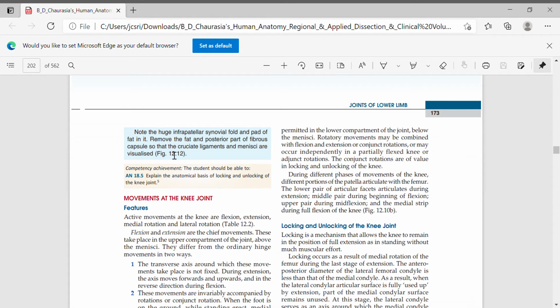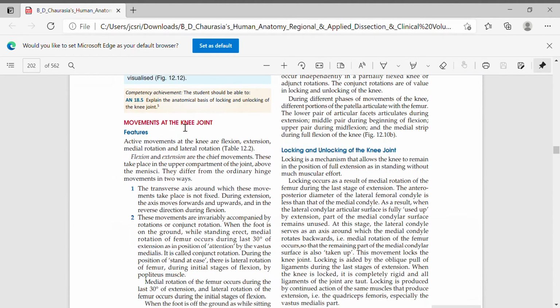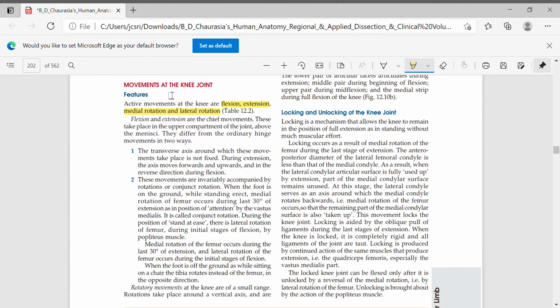So now we'll see about the movements of the knee joint. In the knee joint you have several movements: flexion, extension, medial rotation, lateral rotation, and locking and unlocking of the knee joint. Flexion and extension take place in the upper compartment of the joint, whereas the medial rotation and the lateral rotation take place in the lower compartment.